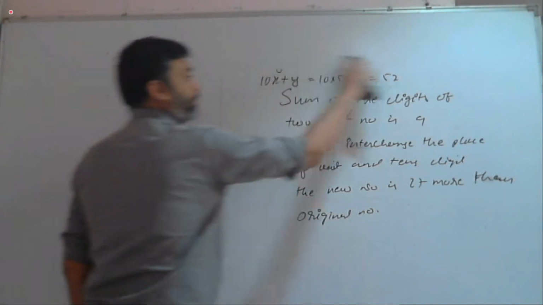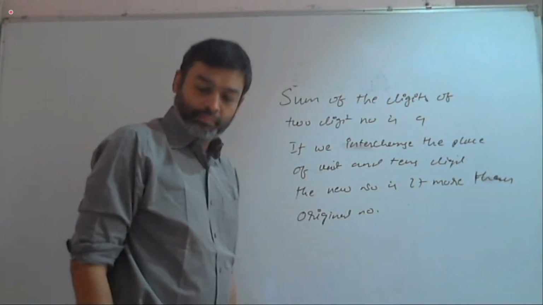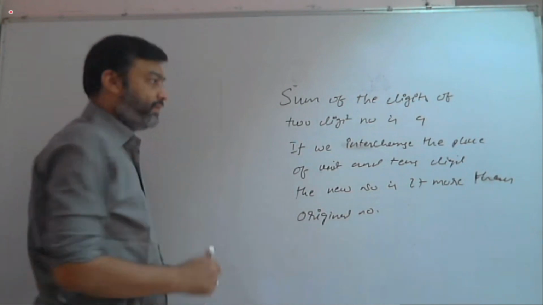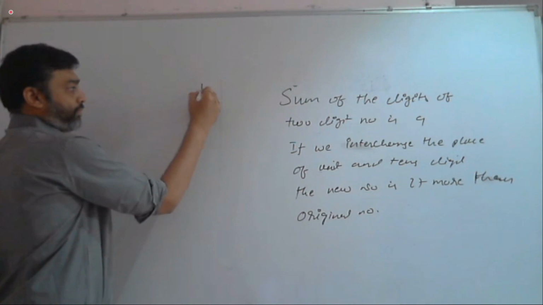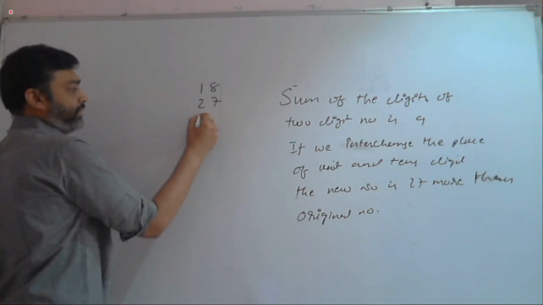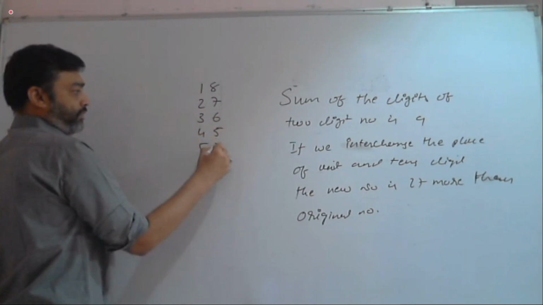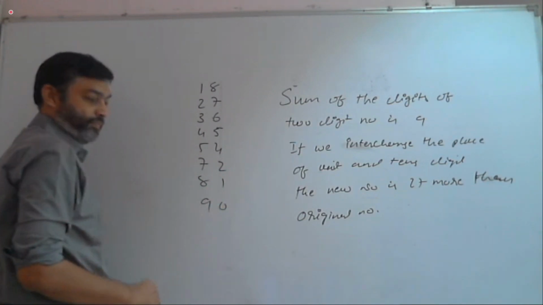Sir, we can consider numbers whose digit sum is 9. Yes, you tell me. That's a good idea. Tell me. Like 18, yes. 27, very good. 36. Okay. We can say 45. And the last one is 90.